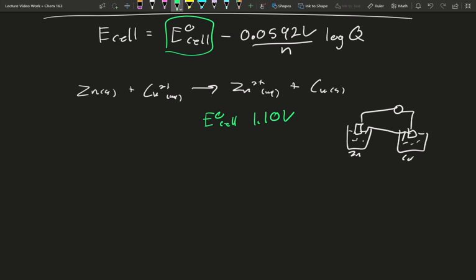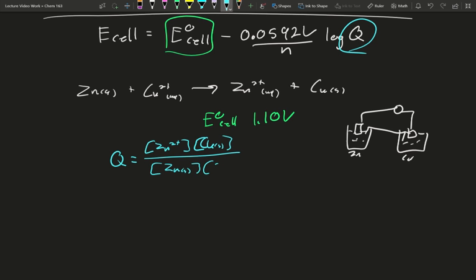So we can have our E cell here. We're going to need to know Q. Q is going to equal our products over our reactants, which is zinc 2 plus, copper solid, over zinc solid, copper 2 plus. Well, the solids cancel out. Their concentrations don't change, so they're not part of an equilibrium expression. Our solutions, however, are. And so our Q is going to be our zinc concentration over our copper concentration.